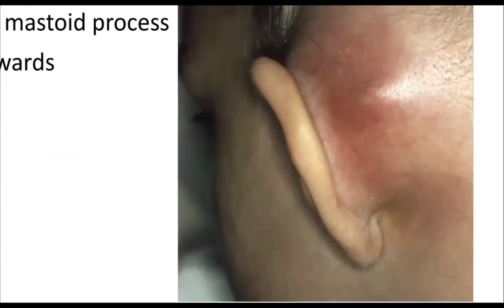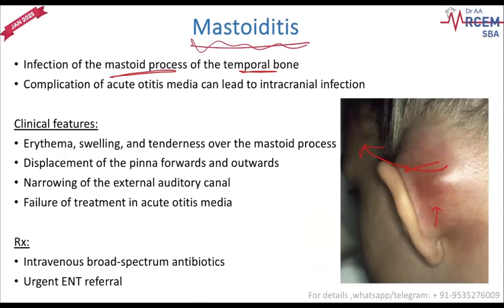They classically present with redness behind the ear because of the infection, and it will push the ear outwards and forwards. So you can see the ear is more outwards and forwards in this direction. They present with pain behind the ear, where there will be a little bit of swelling and erythema. You need to strongly suspect mastoiditis in these patients.